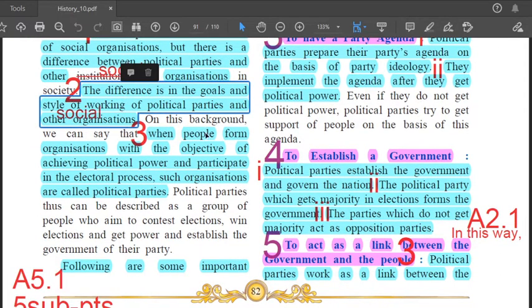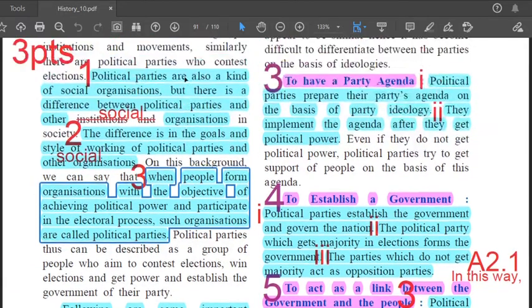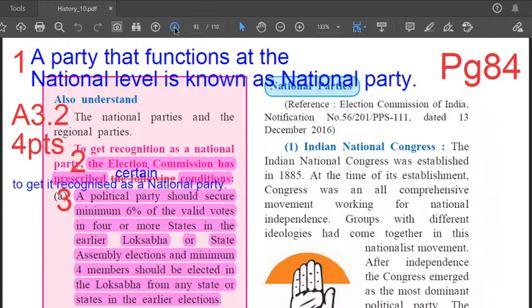Second point, the difference is in the goals and style of working of political parties and other, please add social over there, and other social organizations. Next line is the third point and the last point of this answer. When people form organizations with the objective of achieving political power and participate in the electoral process, such organizations are called political parties. Till here, that's answer 2.2, which is 3 points in totality.